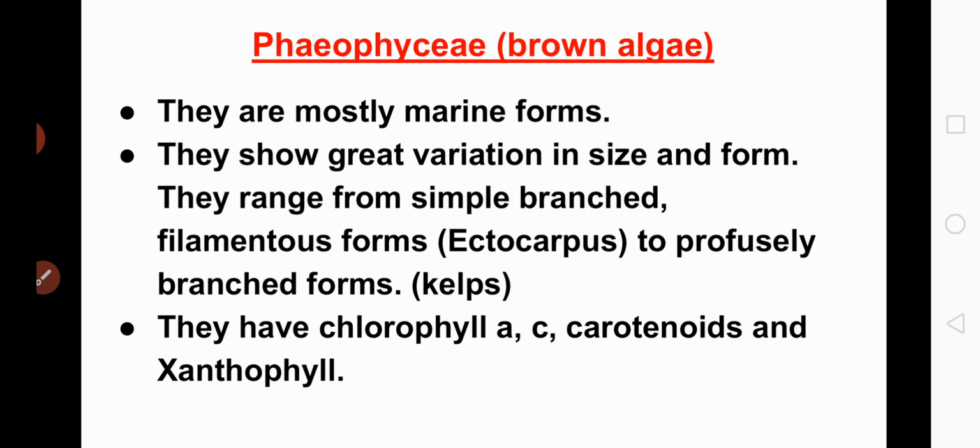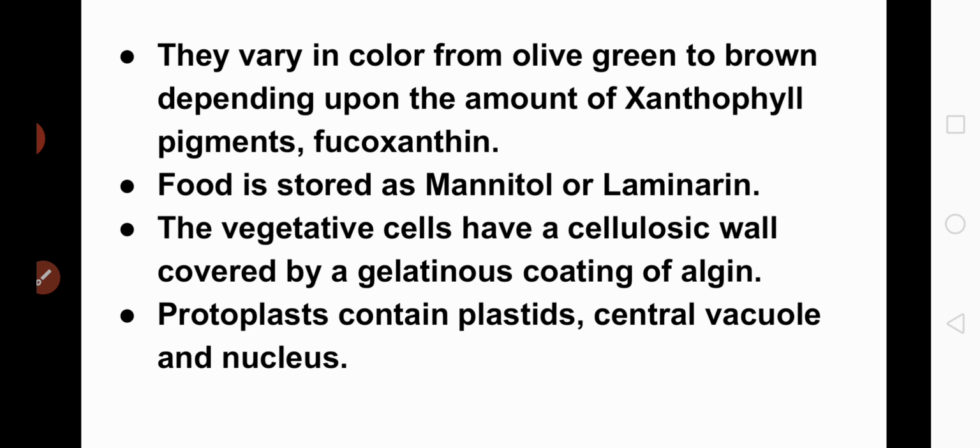And they have chlorophyll A, C, carotenoids, and xanthophyll pigments. Whereas in the class Chlorophyceae, the main pigments are chlorophyll A and chlorophyll B. Whereas in Phaeophyceae, the members contain chlorophyll A, chlorophyll C, carotenoids, and xanthophyll pigments. They vary in color from olive green to brown depending upon the amount of xanthophyll pigments, that is fucoxanthin.